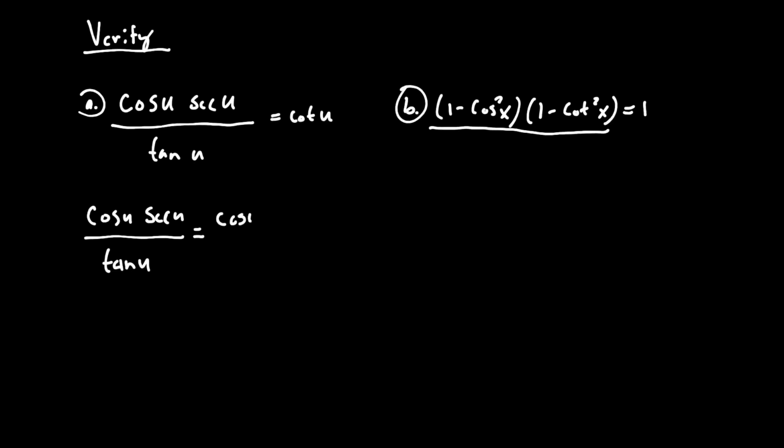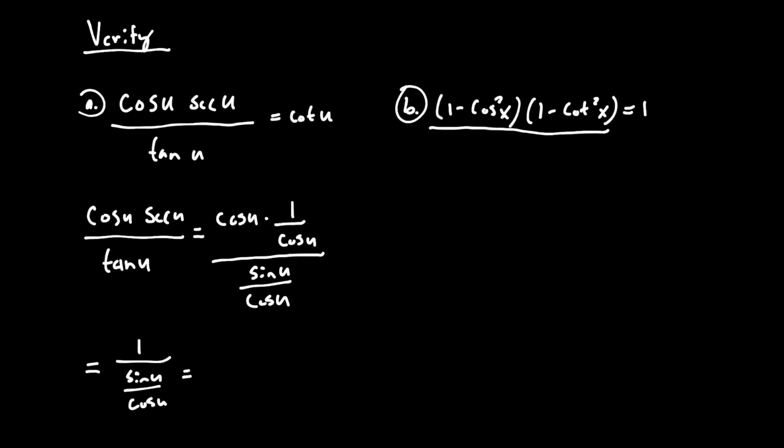This is going to be cosine of u times 1 divided by cosine of u, divided by sine of u divided by cosine u. So simplifying the top, we get that this is going to be 1 over sine of u divided by cosine of u, which is equal to cosine of u divided by sine of u. And this is equal to cotan u. And we're done. We showed that the left-hand side of the equation is equal to the right-hand side of the equation.